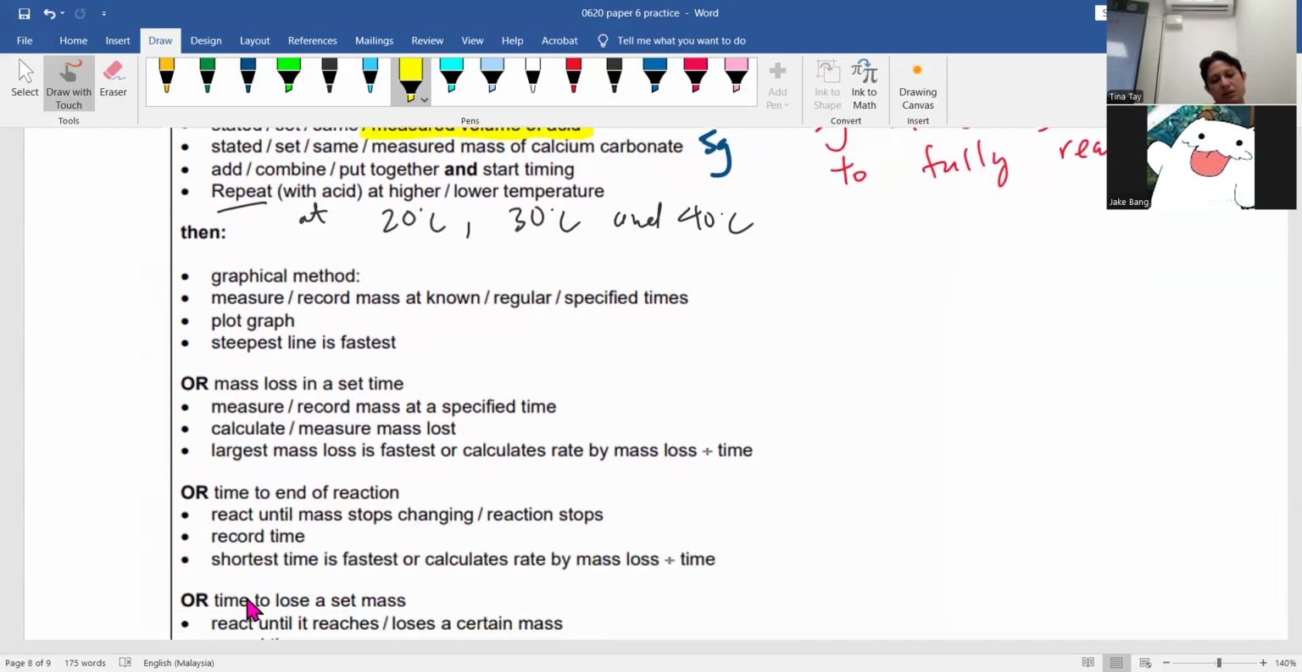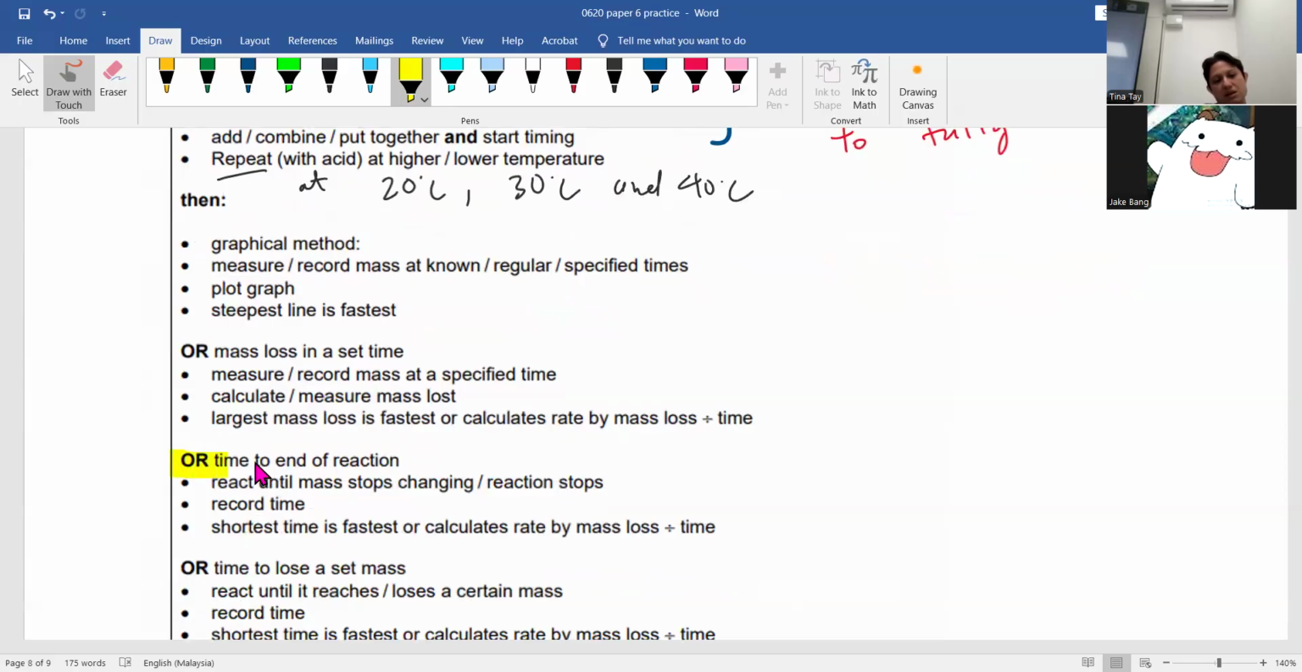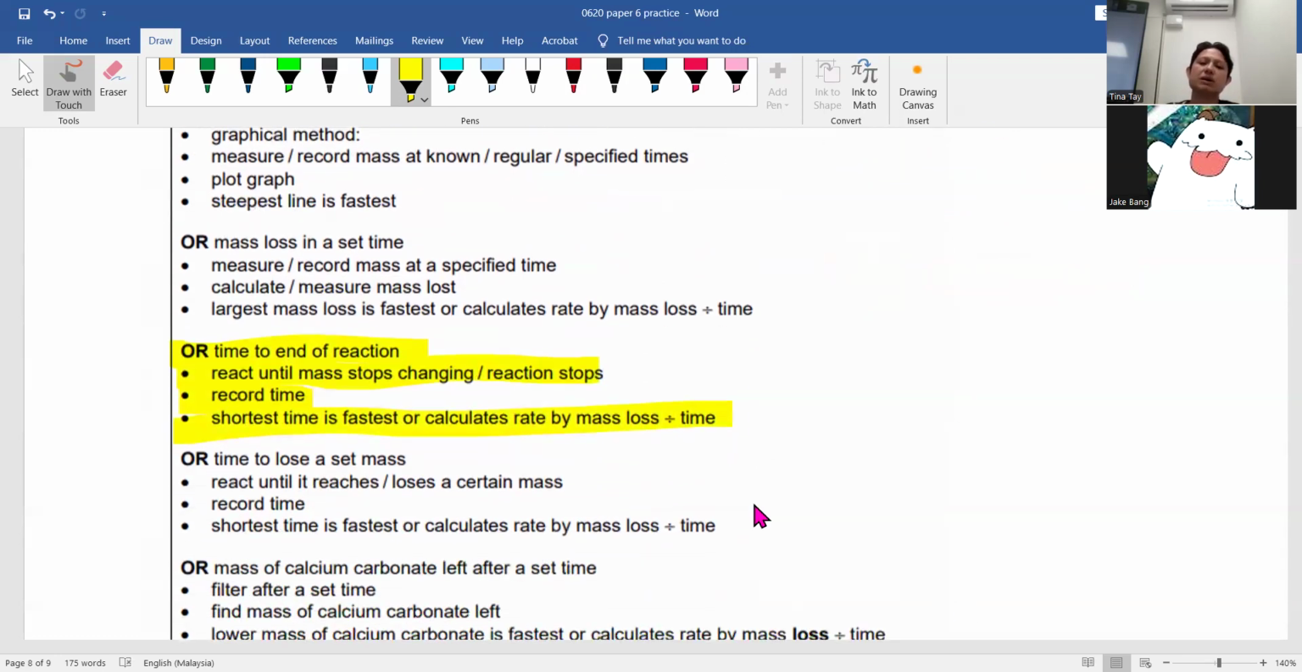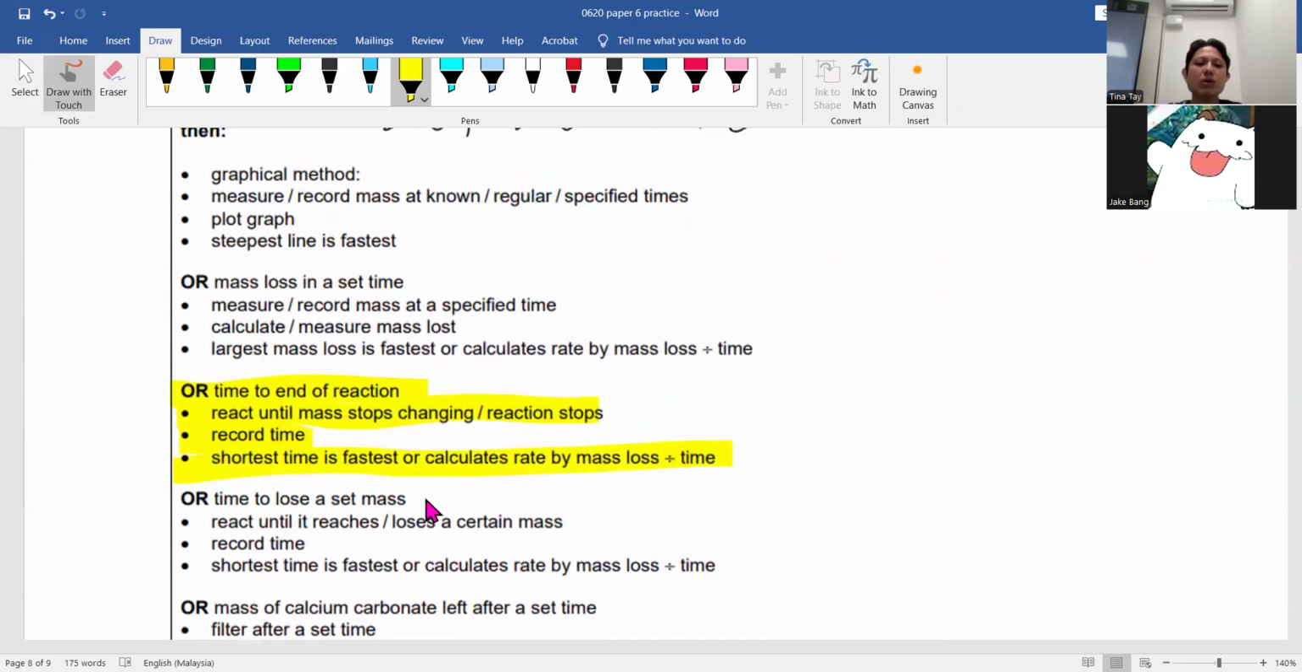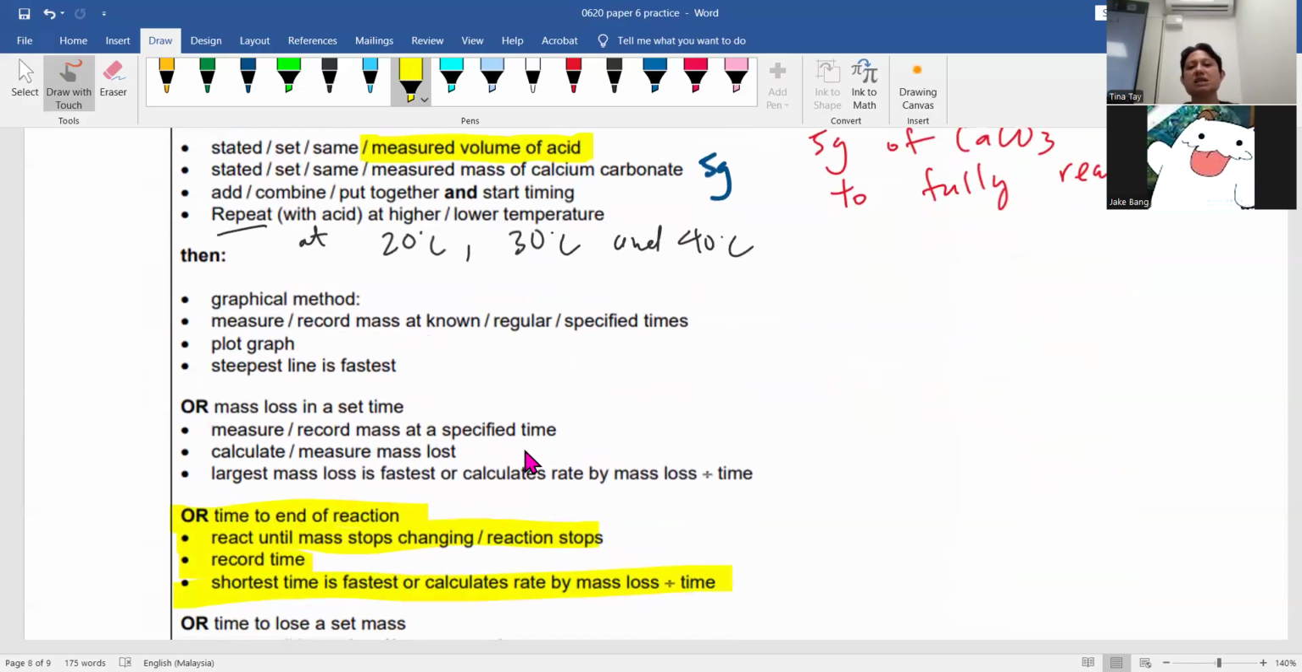This one's the easiest: react until mass stops changing, record the time. The shortest time is the fastest. That's it. So when they put "or", you don't need to write "or", you just choose the easiest one to write.